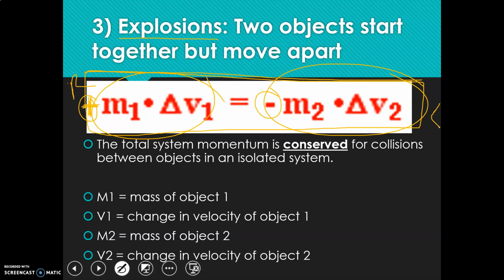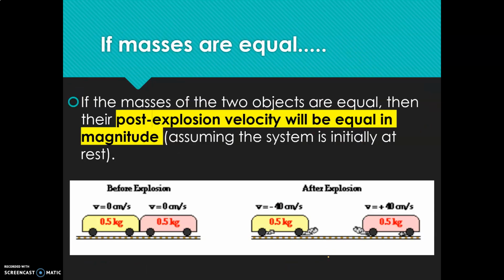The total system momentum is conserved for collisions between objects in an isolated system. So in this isolated system where we have interactions, momentum is conserved for all three. That means that the momentum before and after is going to be the same for all of them. And as always, M1, M2 is for mass for each object. V1, V2 is for the change in velocity for each object.